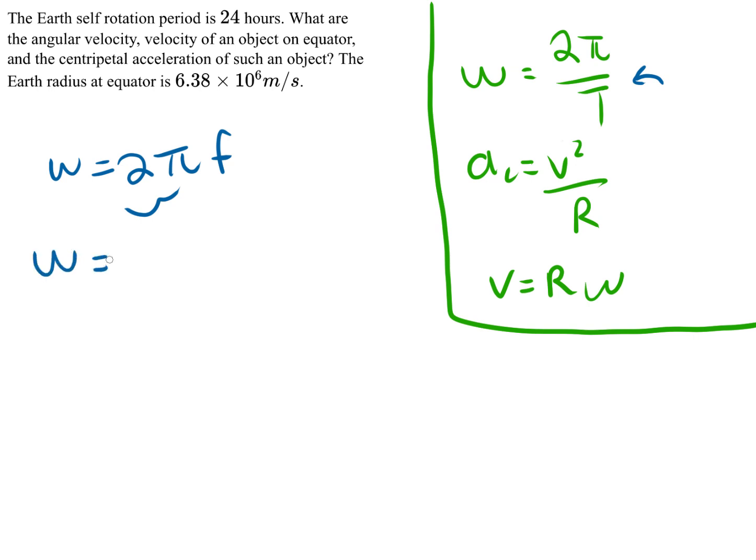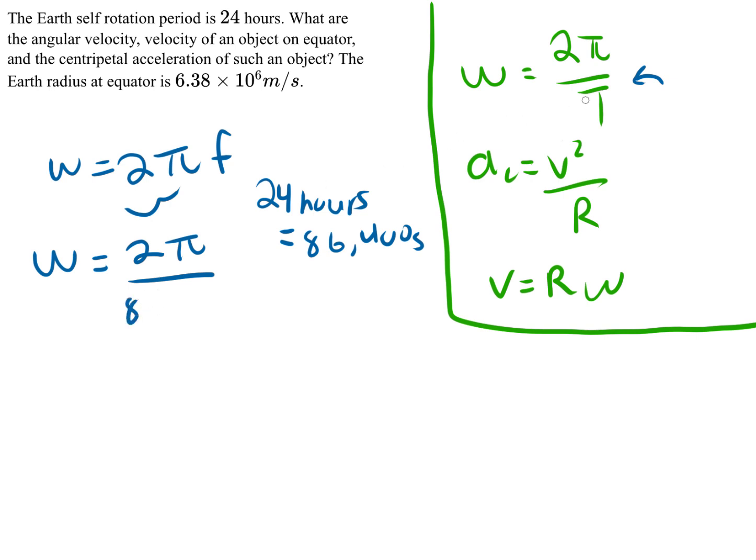So the angular velocity is equal to 2 pi over the period in seconds. The period is 24 hours. Now we can quickly convert that to seconds. If you convert this by multiplying 24 hours by 3,600, you should get 86,400 seconds. And that's how many seconds are in a single day. And so we can just plug that into the period. That's the amount of time it takes for the Earth to rotate one time.